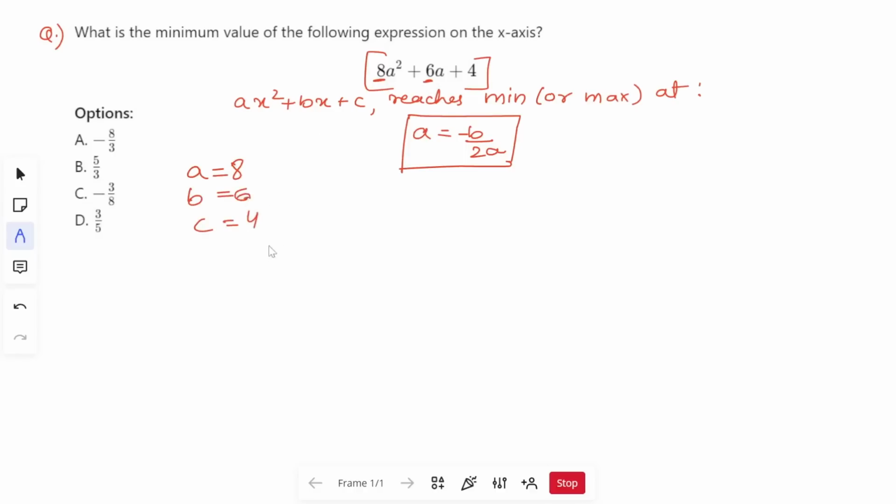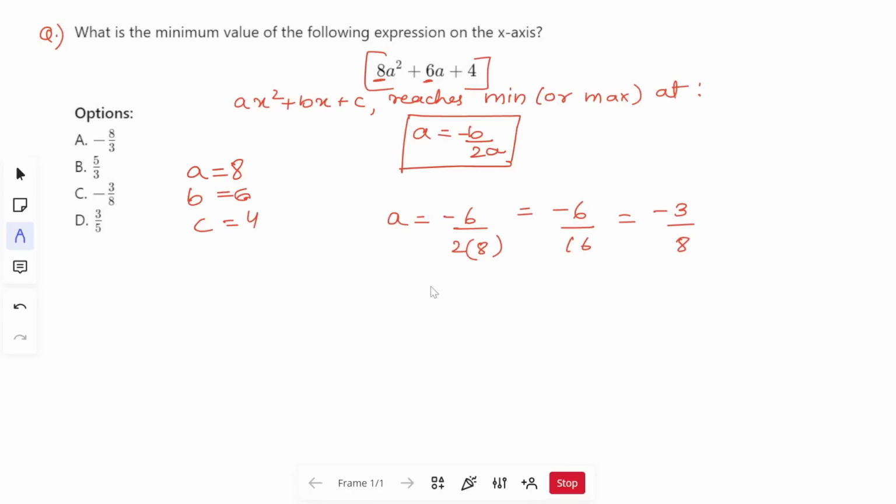B is 6 and c is 4. Now using this, we will substitute these values in our formula. So a is equal to minus 6 by 2 into 8, which is minus 6 by 16, which is further equal to minus 3 by 8. Cancelling it out with 2 gives us this much. So we have got the value of a in this form.